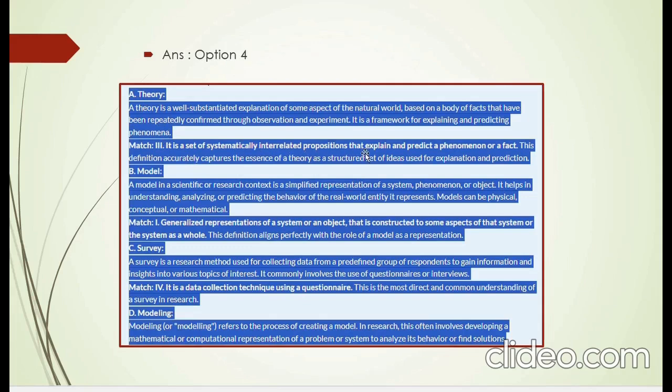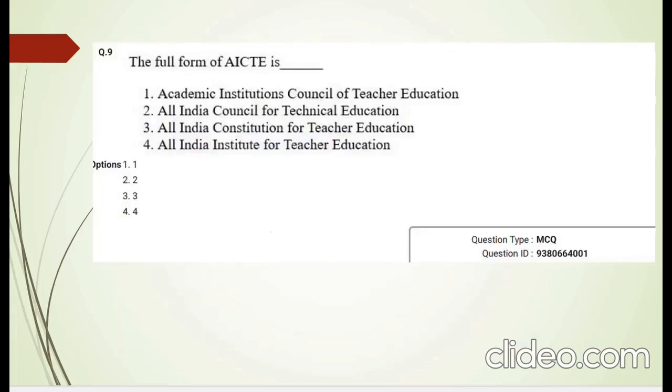That is, it is a set of systematically interrelated propositions that explain and predict a phenomenon or a fact. Model in science or research is a simplified representation of a system. So it is matched to 1, generalized representation of a system or an object. Survey is collecting data from respondents. So it's a data collection technique using a questionnaire. And modeling is the process of creating a model. So it stands for 2. That is the second option. Next question.